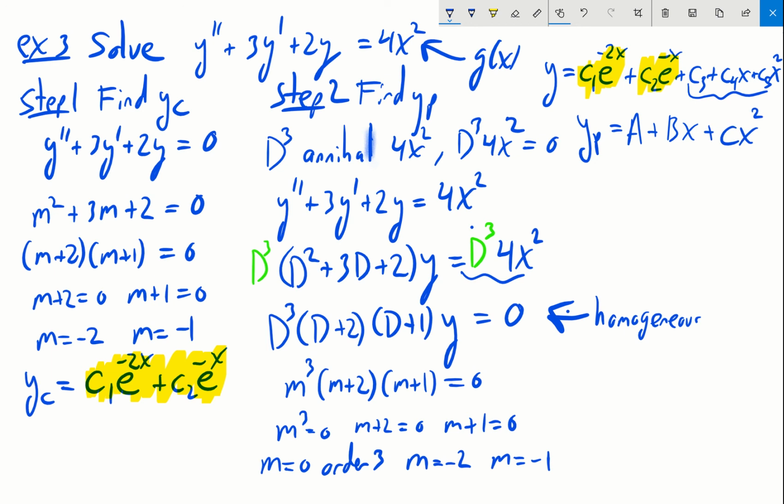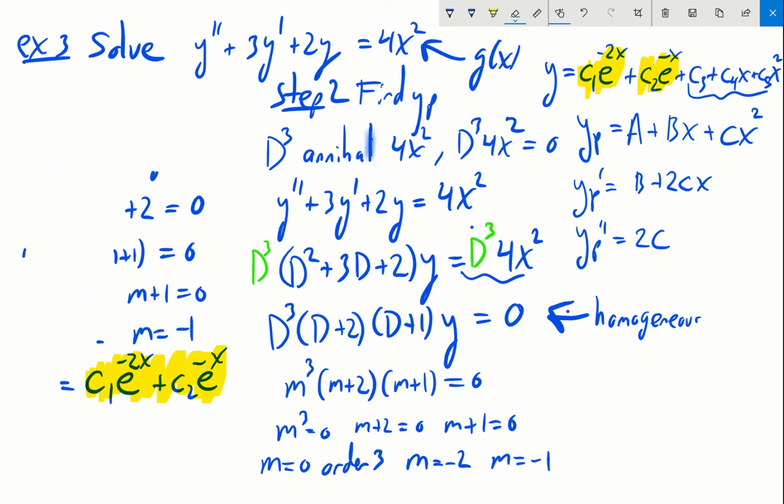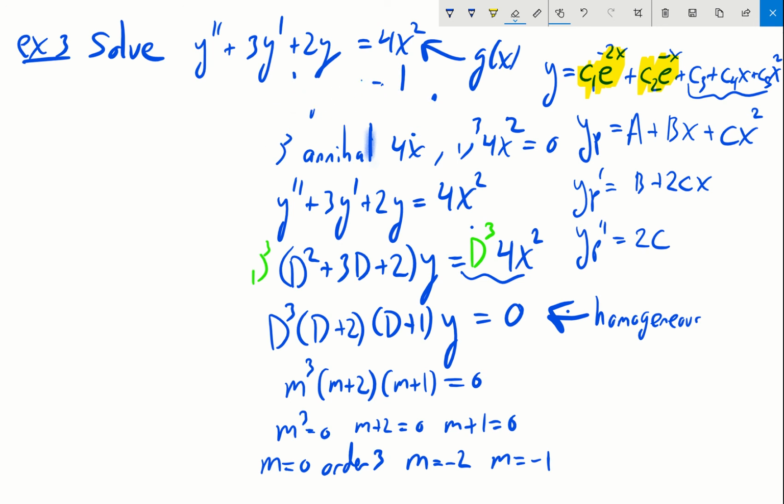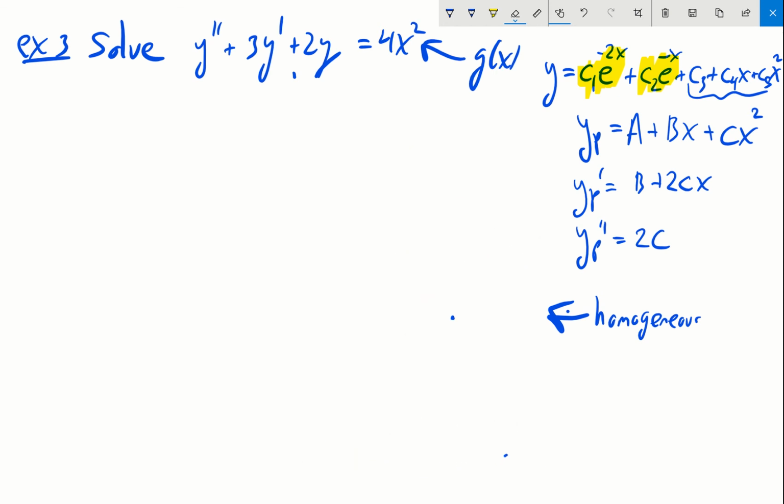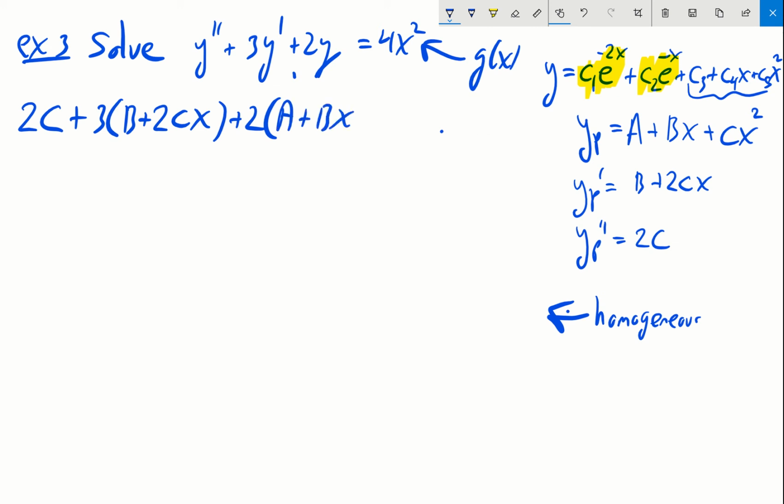So we want to solve for the coefficients A, B, and C such that y sub p would be a solution to the non-homogeneous differential equation. To solve for that, we're going to plug y sub p into the differential equation. So we're going to need the first derivative and also the second derivative. Let's go ahead and plug it in. So it's y double prime, that's going to be 2c, plus 3 times y prime, which is b plus 2cx, plus twice y, which is a plus bx plus cx squared, and this is supposed to be equal to 4x squared.